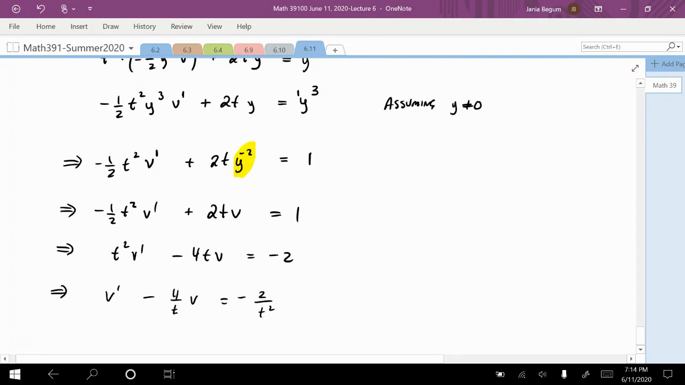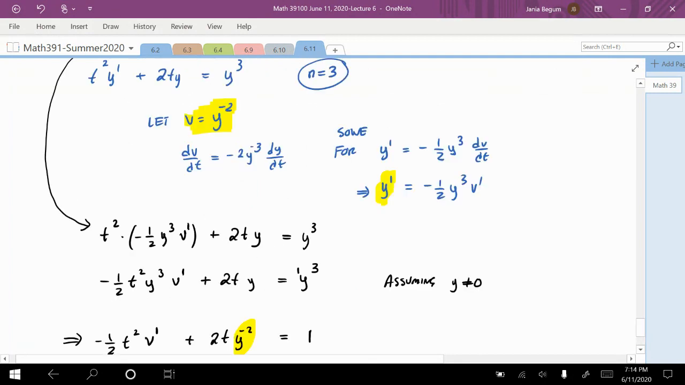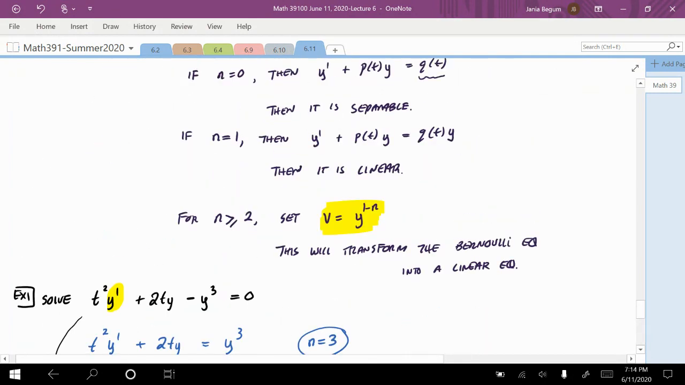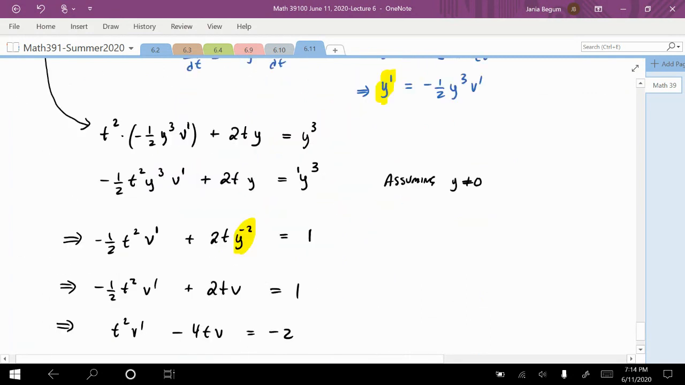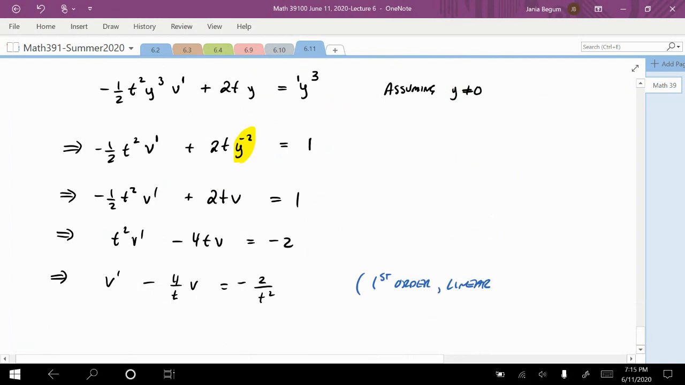Okay, so now that's in a standard form. What kind of equation is this? The linear equation. Exactly. So it's first order linear. So what did we do? We made the following substitution and we transformed the Bernoulli equation into a linear equation. Well, now we know how to solve this. Gladly we learned it in section 2.1, where we solve linear equations.